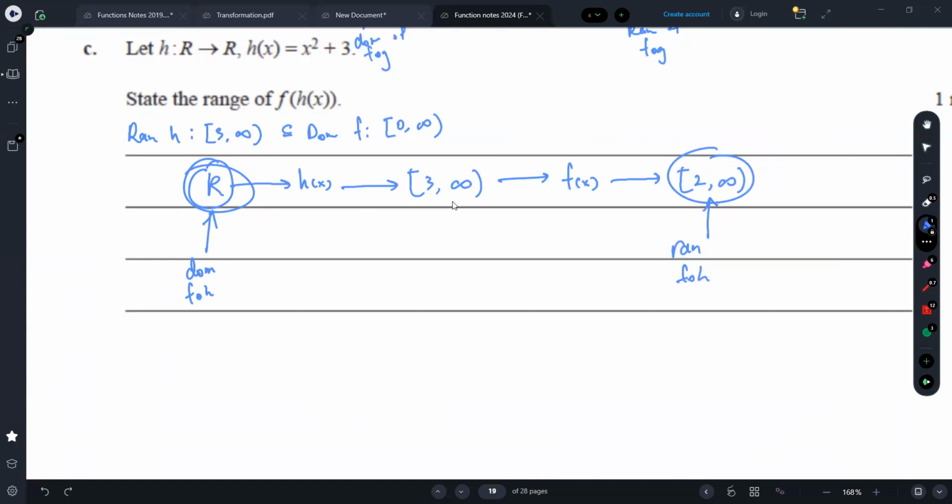So I can also write it like this: R you put into f of h, instead of writing it like this, I'll write it like this. What comes out is 2 to infinity.